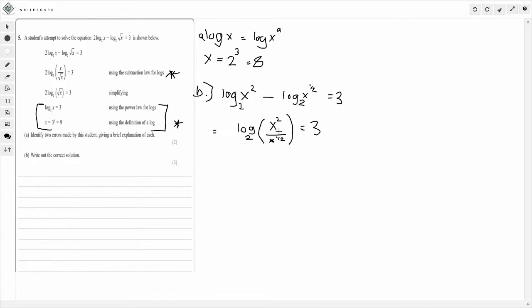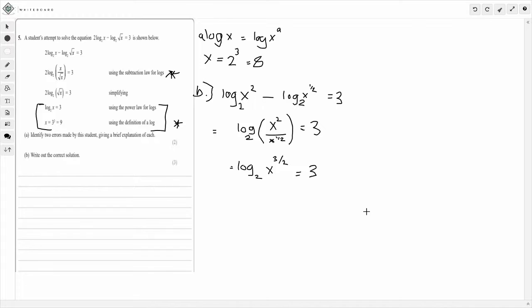Make sure, again, you're comfortable simplifying indices. Remember, from GCSE, if we're dividing, we subtract the powers. So this is equal to log base 2 of x to the power of 2 minus a half. So that would be 4 over 2 minus 1 over 2, which gives me x to the 3 over 2. So this is x to the 3 over 2, and this is equal to 3 still. Alright, we're getting there. We're nearly there.